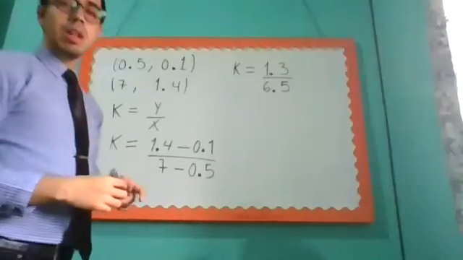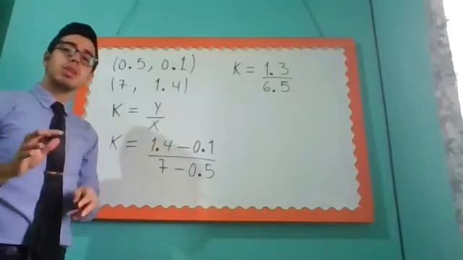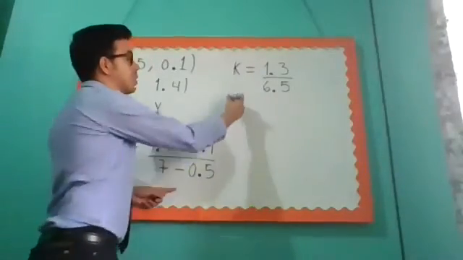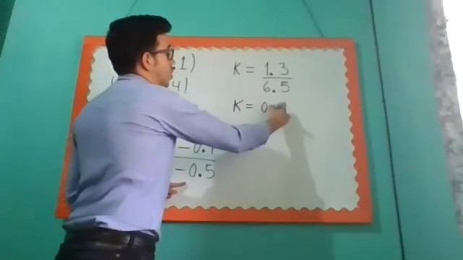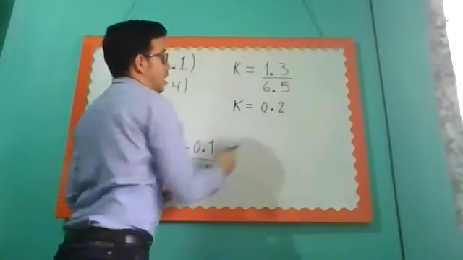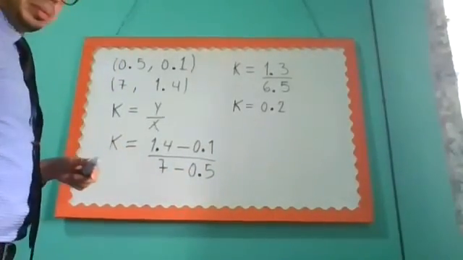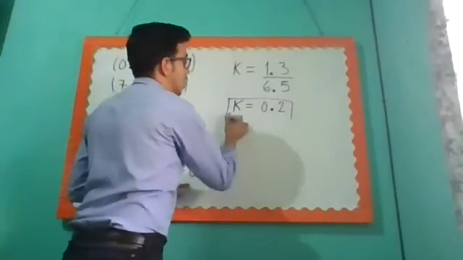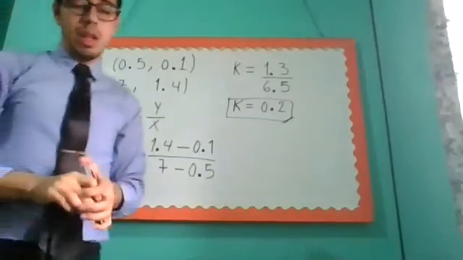Remember what I told you, that when you work with decimals, you can use your calculator if you want, because we need to work faster and complete the problem. So k is going to be 0.2. But if you want to practice more, you can solve the division with the decimals. You already know how to do it, okay? So k is 0.2. This is my constant of proportionality for the equation.